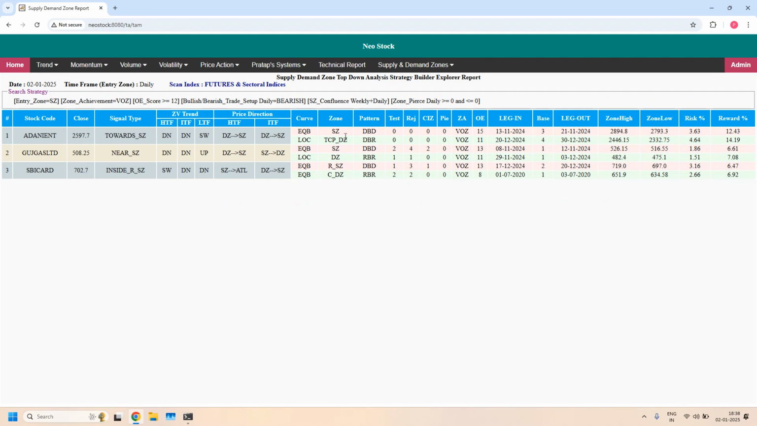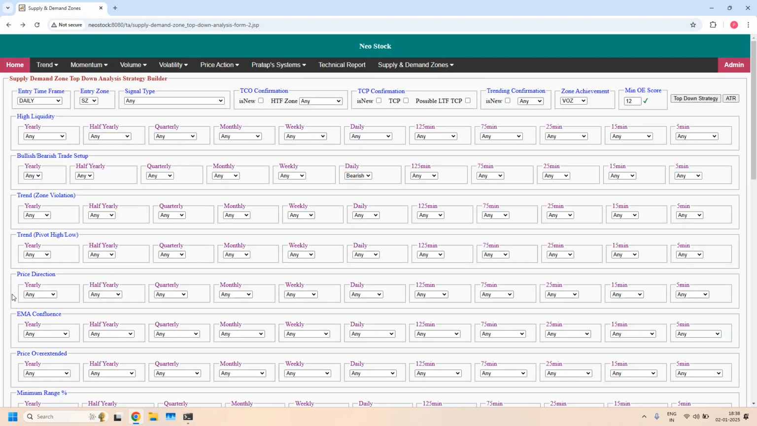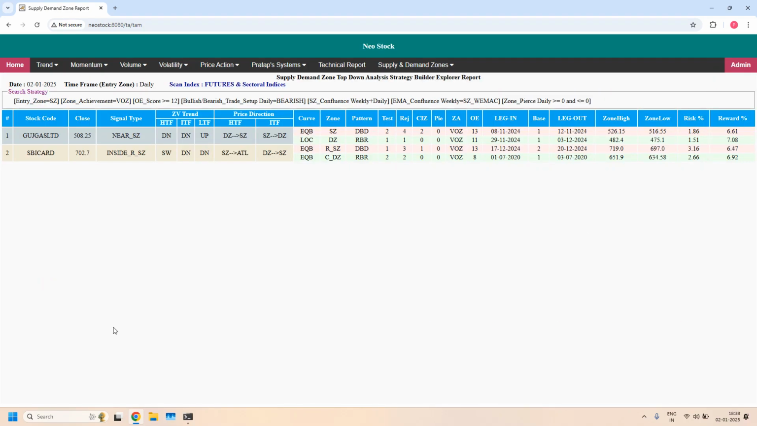All these three stocks, these daily supply zones are part of the weekly supply zone, and weekly trend is down, ITF trend. If weekly supply zone is having weekly EMA, they are even more high probability trade setup supported stocks. Let's verify. Weekly supply zone with weekly EMA confluence, we got 2 stocks. So these 2 supply zones are even more high probability trade setup supported stock.